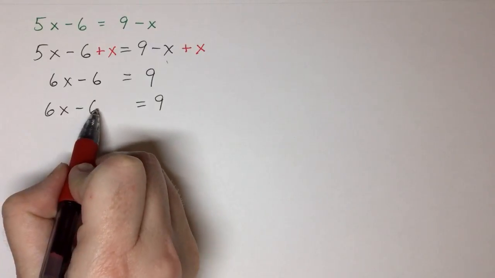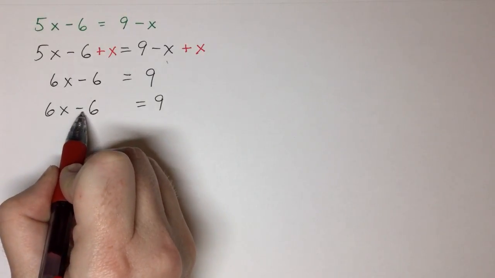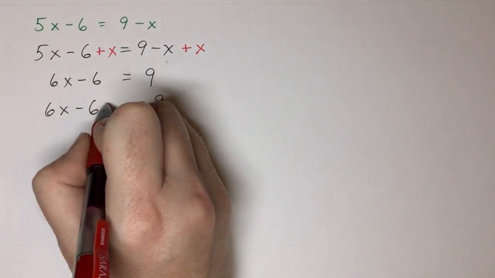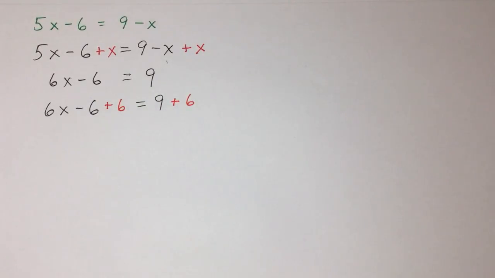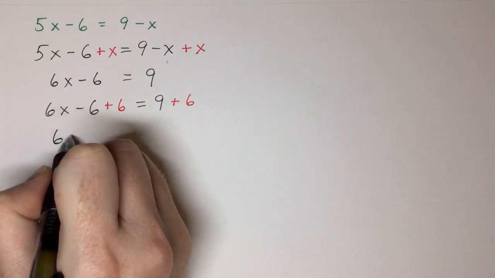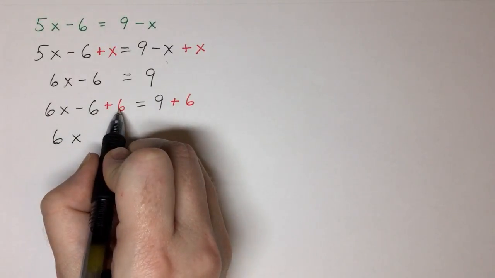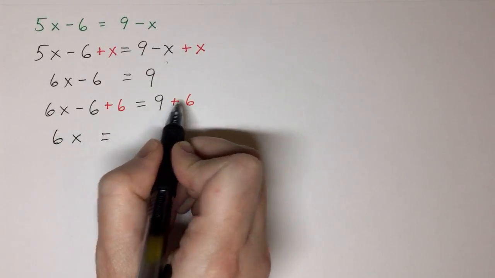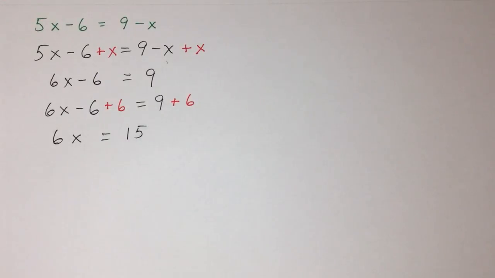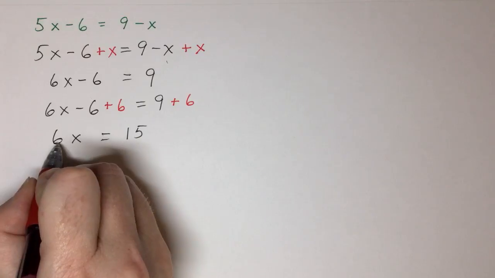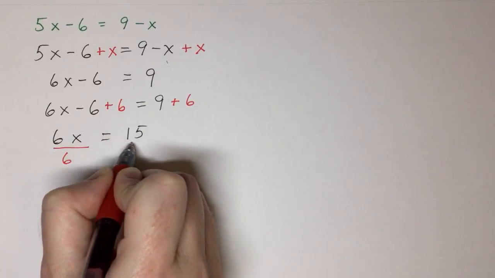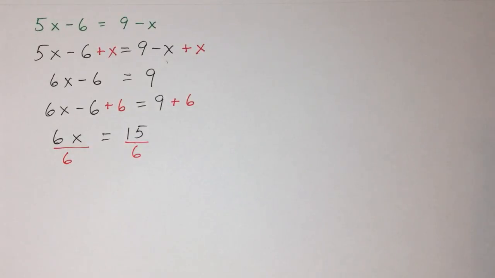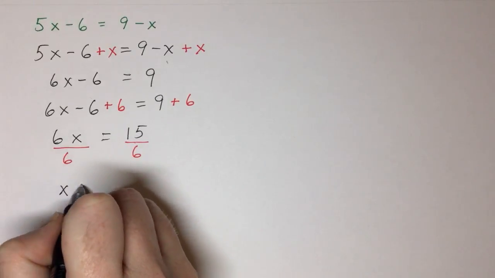At this point, undo the thing that was done last, so I need to get rid of the negative 6. To get rid of a negative 6, I add 6, same on both sides. 6x minus 6 plus 6 is 0. 9 plus 6 is 15. To get x by itself, get rid of what's stuck with it. The 6 is stuck by multiplication. Undo multiplication by division. 6 over 6 is 1.